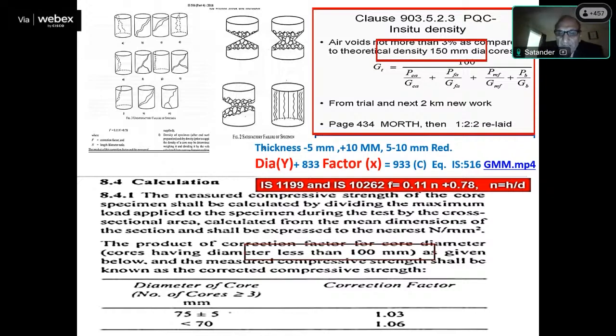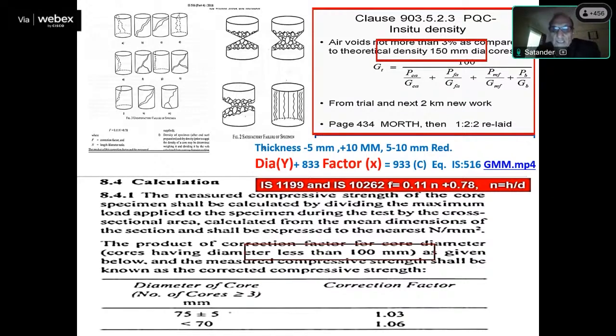So they made one equation. If dia is 100, correction factor is 1. If dia is 50 mm, you have to multiply with 1.06. If dia is 75, you will multiply with 1.03. If dia is 150 mm, then 0.94. So I made one equation also. Dia plus 830 into factor equal to 933. Suppose dia is 100, so 933 minus 100, 833, factor is 1. You can calculate with this also.